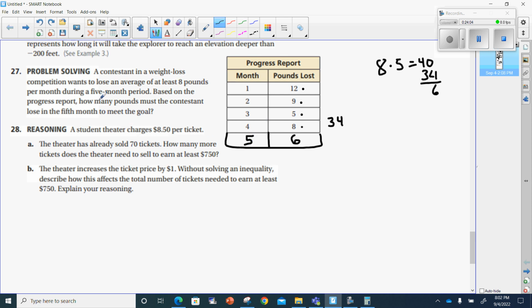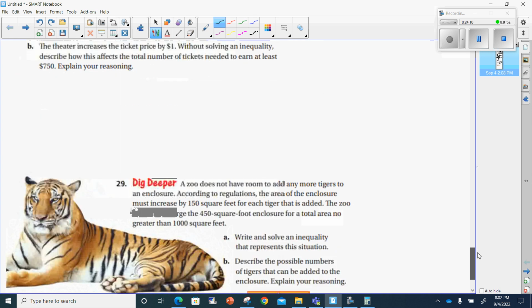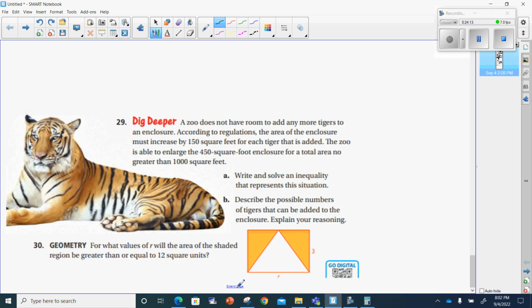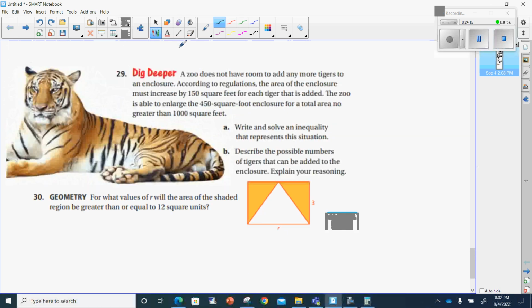All right. Let's go ahead and move down to number 29. It says here the zoo does not have room to add any more tigers to its enclosure. According to the regulations, the area of an enclosure must increase by 150 square feet for each tiger that is added. The zoo is able to enlarge the 450 square foot enclosure for a total area no greater than 1,000 square feet. Wow, okay. Write and solve an inequality that represents this situation.